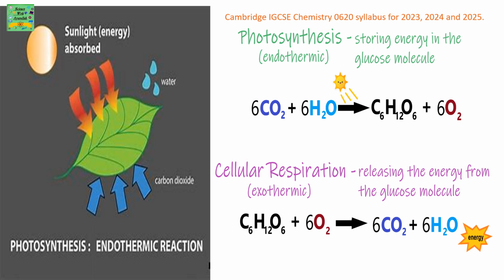Cellular respiration. Cellular respiration is an exothermic reaction, not an endothermic reaction. That's why it's different. In this, the energy is released from the glucose molecule. It's just the opposite of photosynthesis. In this, the equation of photosynthesis is reversed. So what happens is glucose along with the 6 molecules of oxygen, that's O2, gives 6 CO2 plus 6 H2O. CO2 is carbon dioxide and H2O is water.